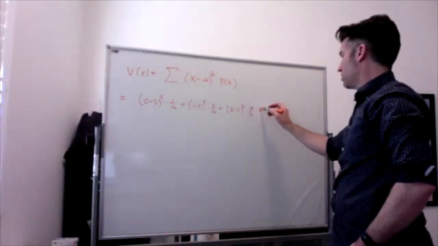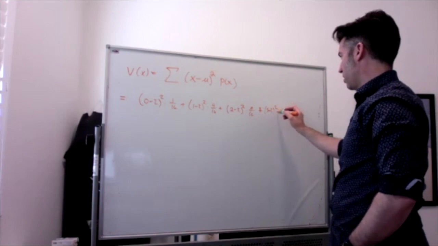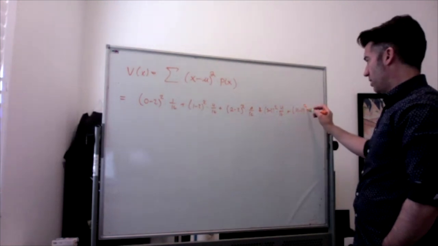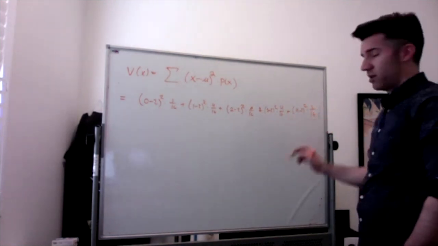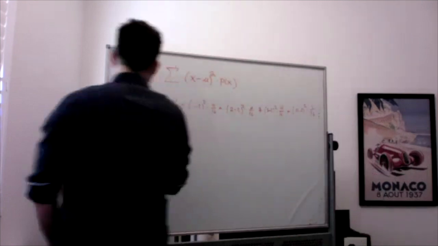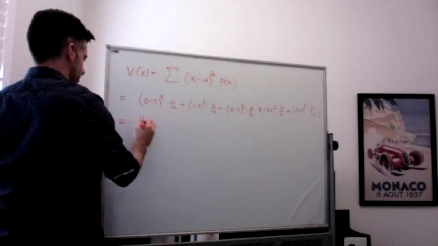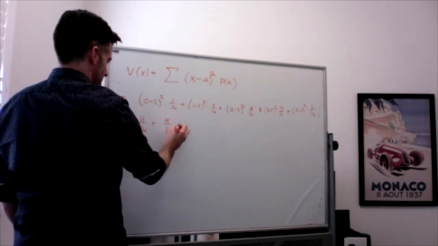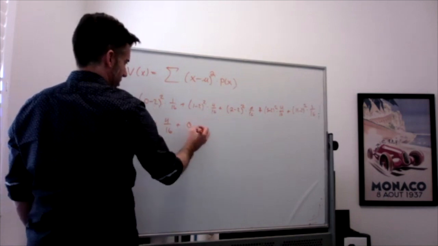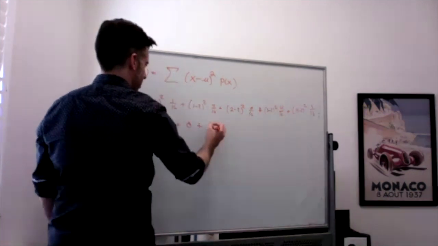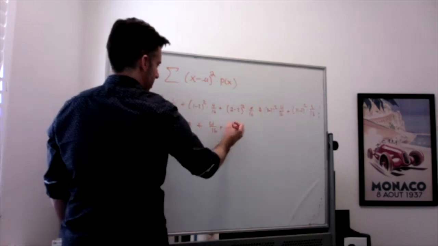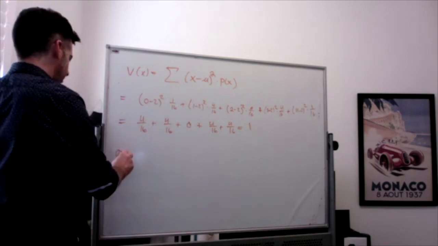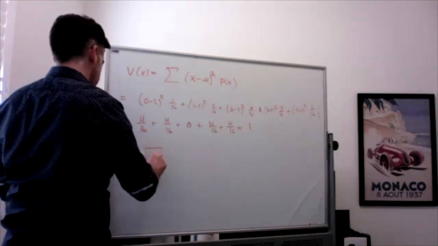plus 3 minus 2 squared times the probability of 3, which is 4/16, plus 4 minus 2 squared times the probability of getting 4 heads, which is 1/16. So I get 4/16 plus 1 times 4/16 plus 0 times 6/16 plus 1 times 4/16 plus 4 times 1/16, which is going to be 1. So my variance is 1, which means my standard deviation is also 1.